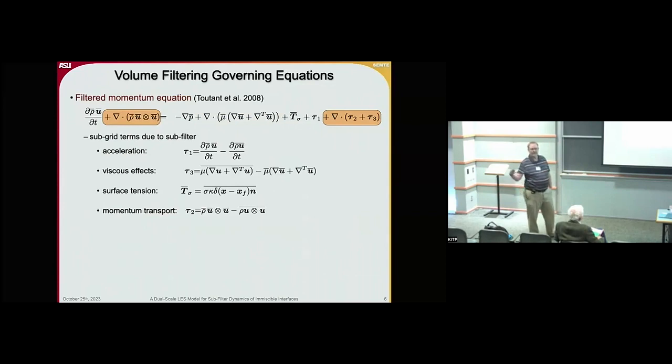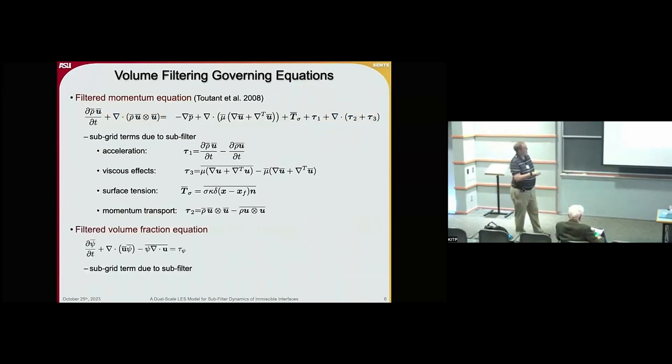But because we have surface tension, we get these additional terms. And because our interface, on the scales that we're looking at, is a discontinuity, we also have these acceleration terms that come through the jump in density and the viscous effects due to the jump in viscosity at the interface. And then we need to keep track of the position of the interface.